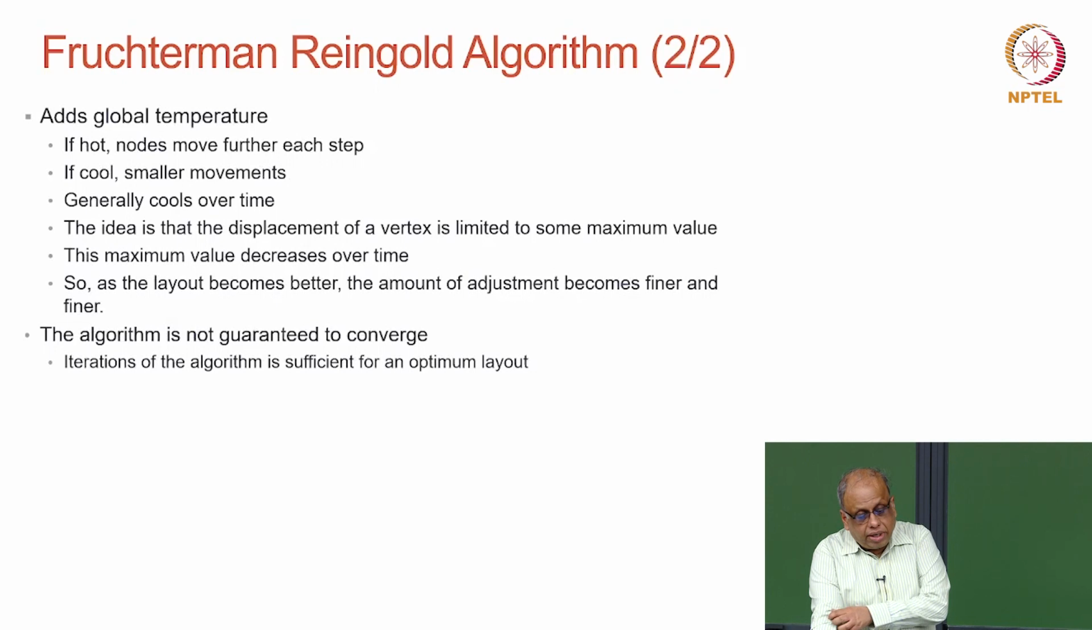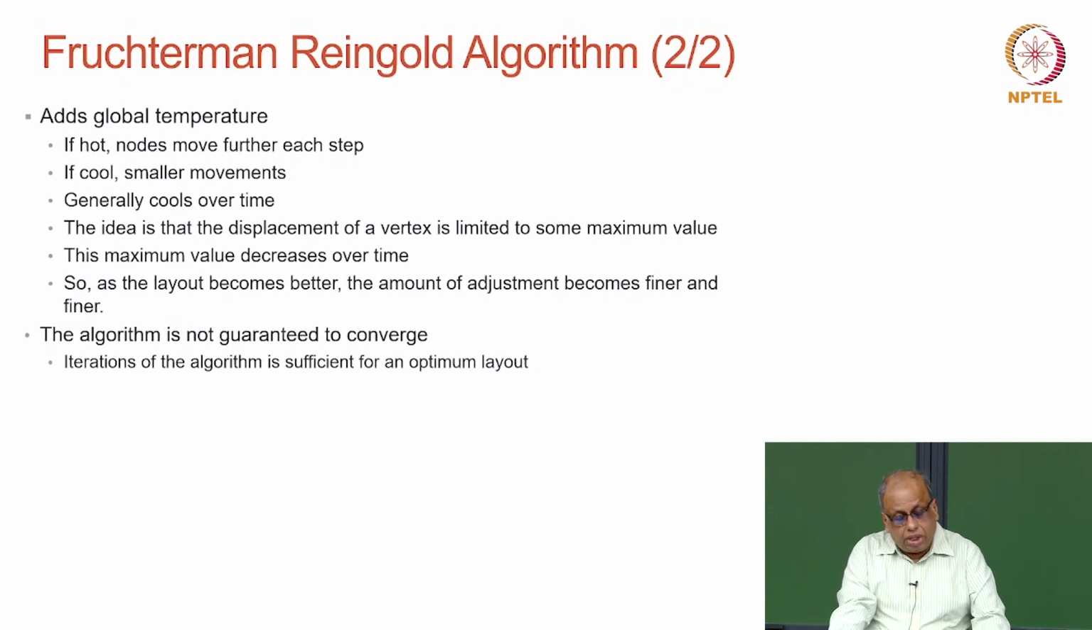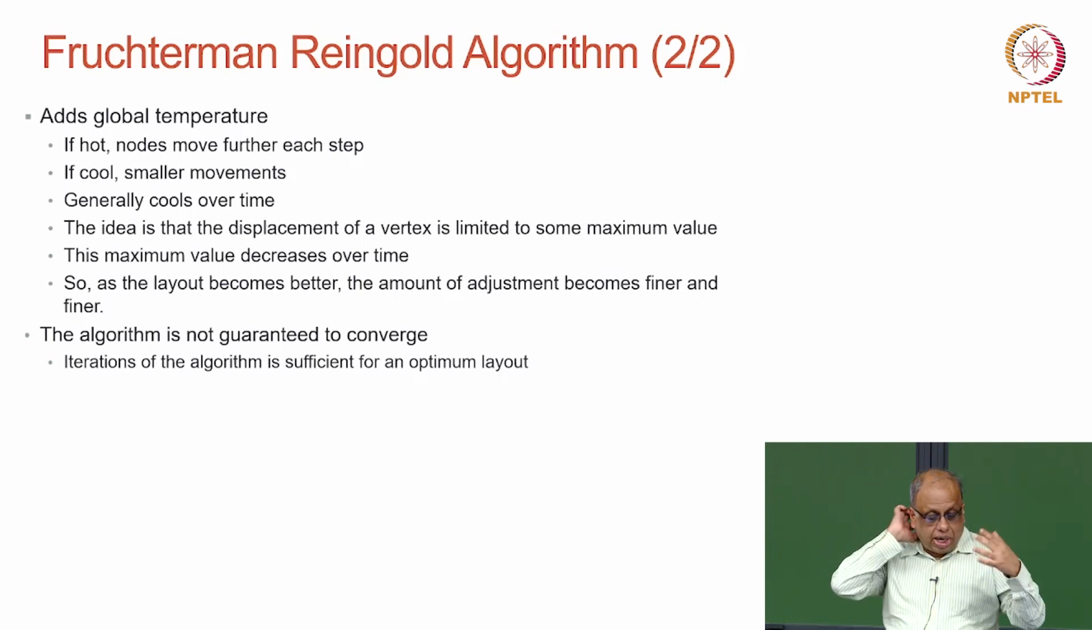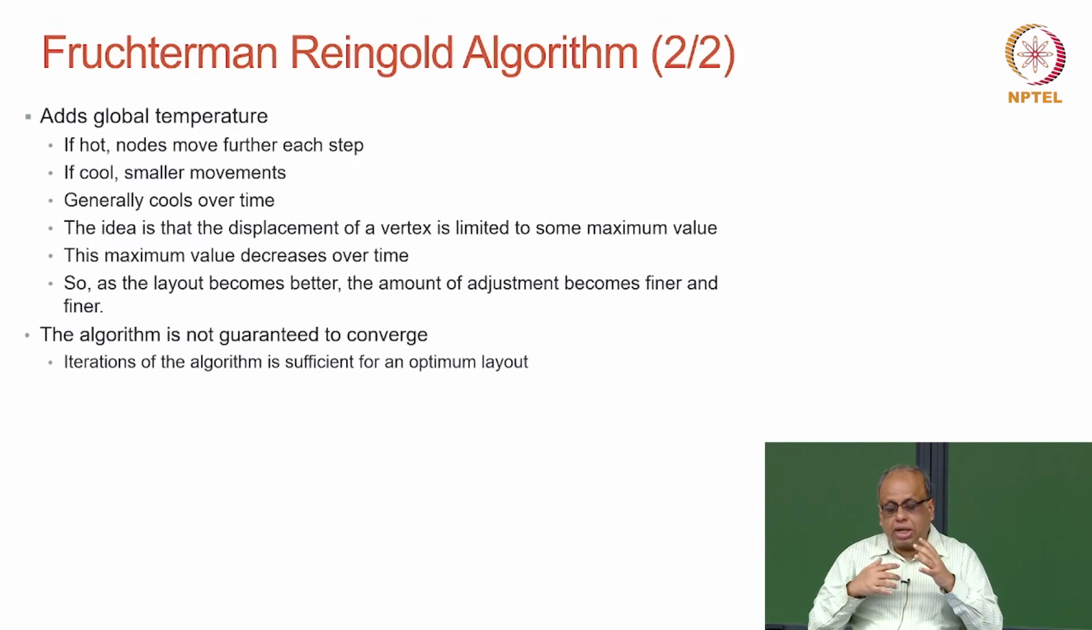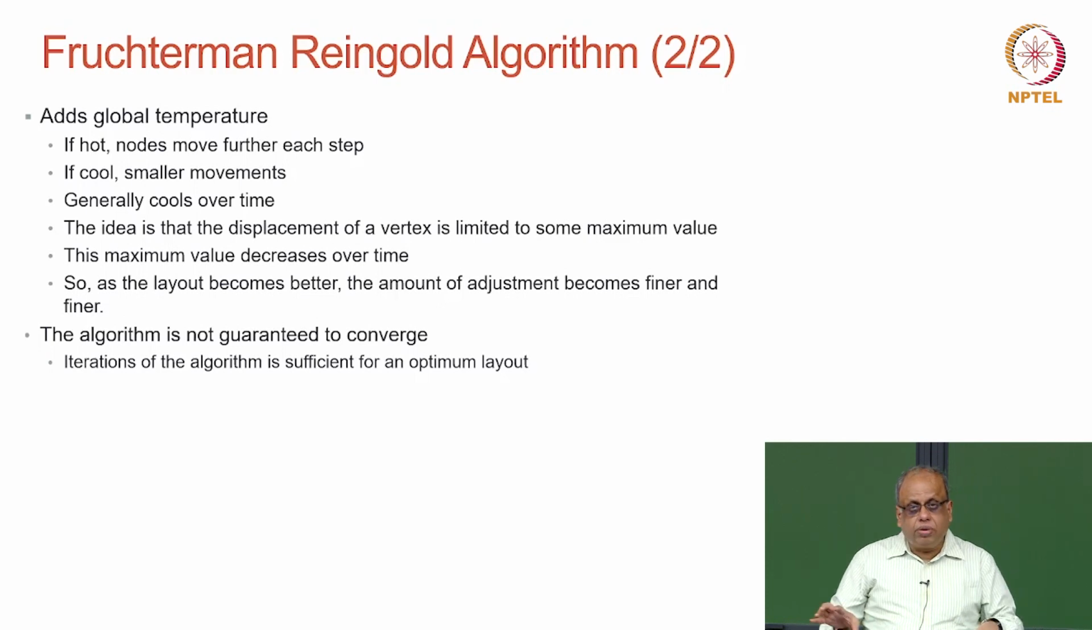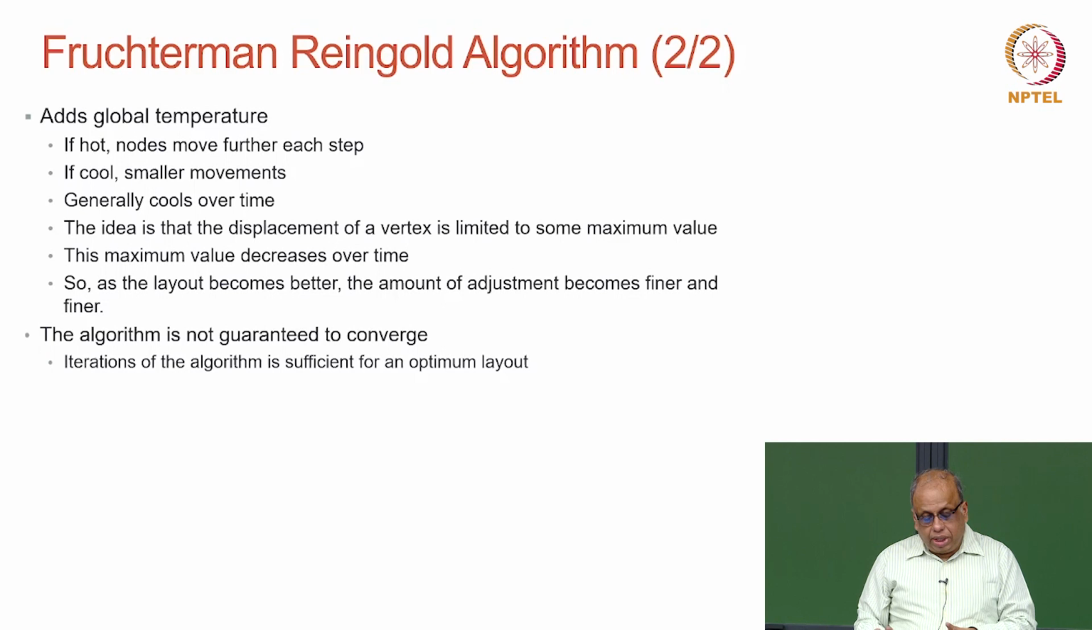So Fruchterman and Reingold also added another parameter called the global temperature. So if it is hot, nodes move further each step, and if it is cold, it's smaller movement. So when you start the algorithm, you have it hot, the global temperature is high. Then the nodes move a lot, because the graph is totally random. So initially you want the nodes to move far distances so that you can come up with the optimal layout.